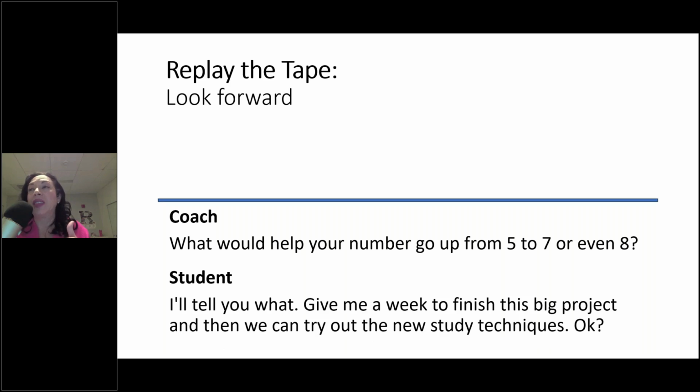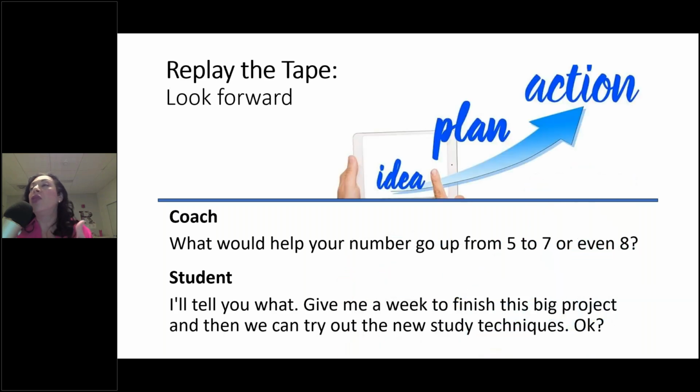And notice what happens next. Jade offers a solution, a timeline and a plan, showing she is willing to commit to trying new study techniques after her big project is done. This is a form of change talk, where the student expresses motivation and takes responsibility for the next steps. We see a plan is emerging, and this is key. The plan can be used to keep Jade engaged and accountable, making it more likely that she will actually follow through.